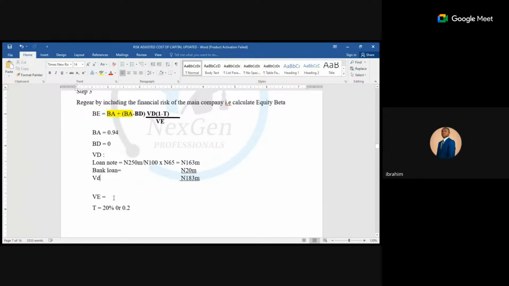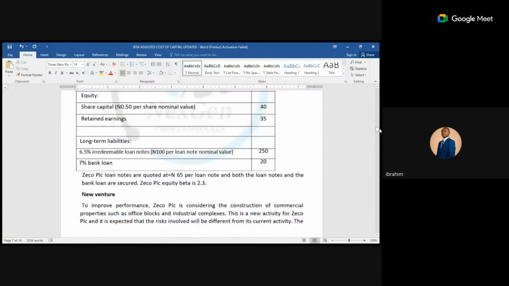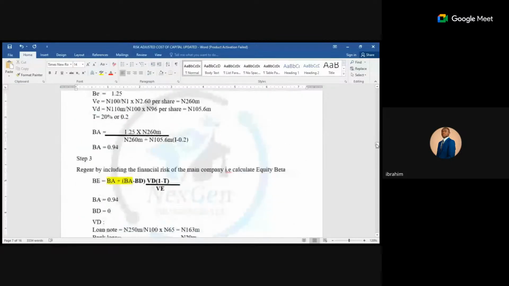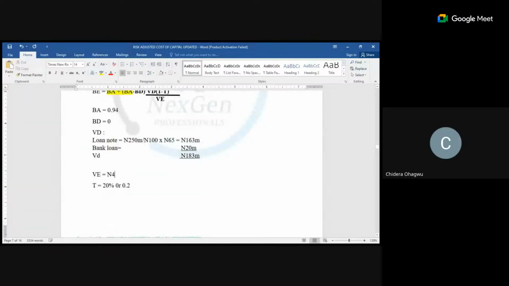The value of equity. What is the value of equity? How do we determine the value of equity? Quickly, ordinary shares: 40 divided by 0.5. Okay, 80 million. Then 40 million divided by 0.5 times 1.05. That's 1.05. So what is the value? 84 million.